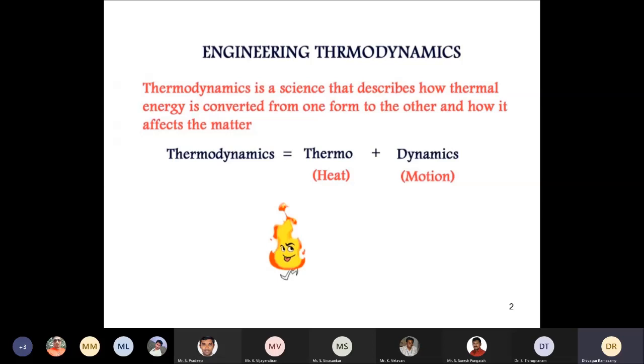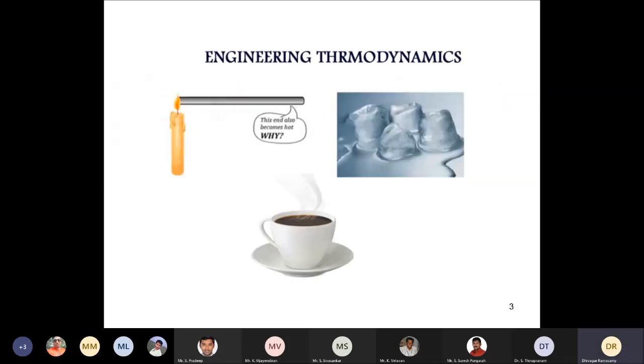So it is a science that describes how thermal energy is converted from one form to another form. Okay, so it's a full study about heat. Right. So here I have given three images. See this image. I'm giving a heat supply to a rod. There is a candle which gives a heat supply to the rod from one end to another end. So we know that heat will travel from one end to another end.